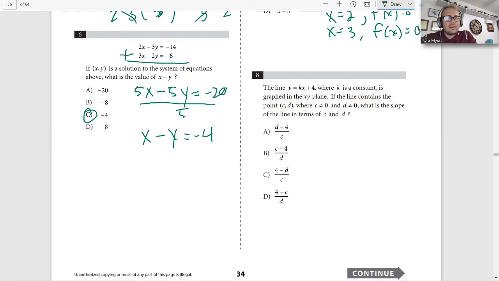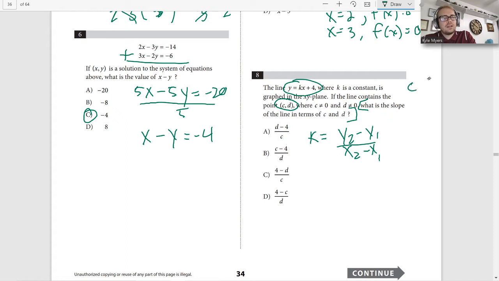All right, number 8. The line in the xy-plane. What is the slope of the line in terms of C and D? Okay, well, we know the equation for the slope is right here. And so if we want to know slope, shouldn't we use the slope equation? m equals y2 minus y1 over x2 minus x1. So we should do that. So we just need 2 points. Well, we know this is a point, so we can plug that in.